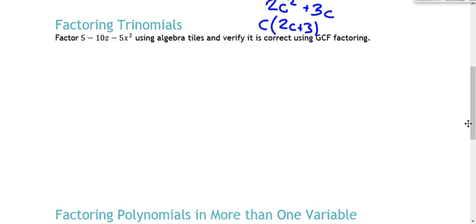We're going to factor 5 minus 10x, that should be an x, minus 5x squared using algebra tiles, and we're going to verify it's correct by using greatest common factoring. So let's look at it this way. There are 2 sides to an algebra tile. Let's denote that our red tile is our negative tile, so I need 5 of these negative x squared guys.